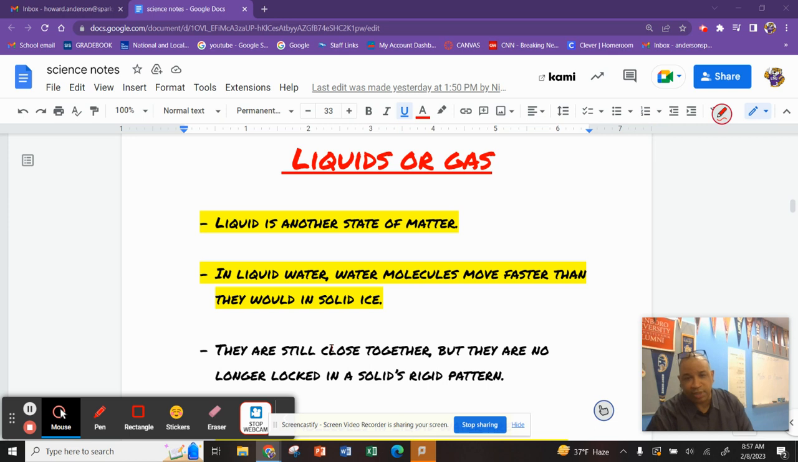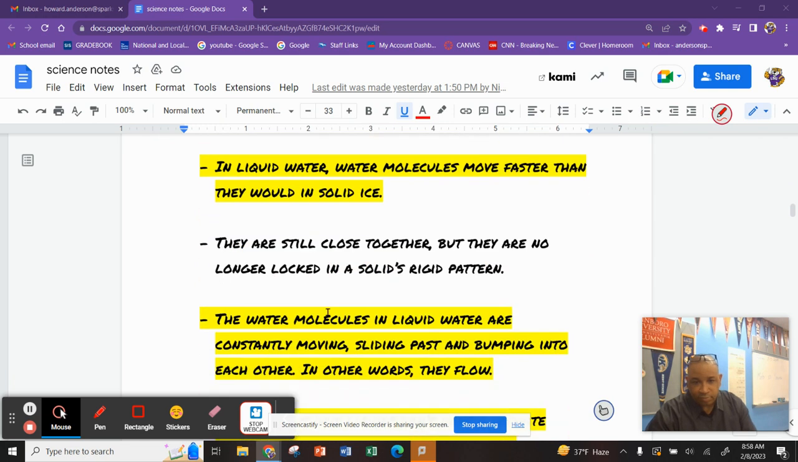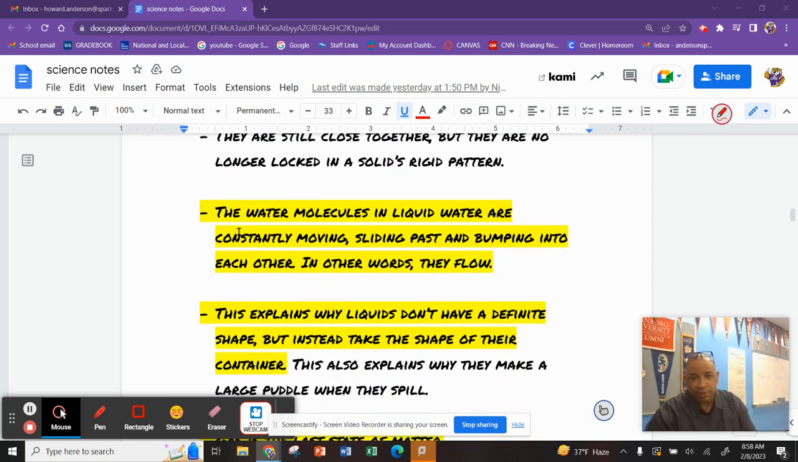Liquid is another state of matter. In liquid water, water molecules move faster than they would in solid ice. Obviously, you can think of solid ice, a hard, solid structure, versus a river or flowing water. All right. Once again, the molecules in liquid water are constantly moving, sliding past, and bumping into each other. In other words, they are in a flow.